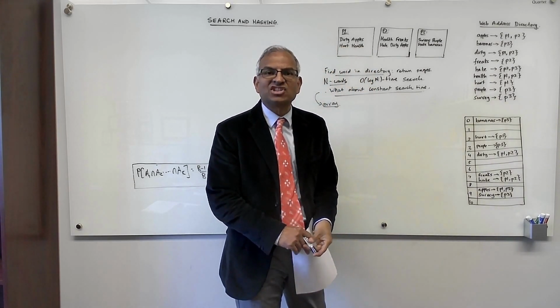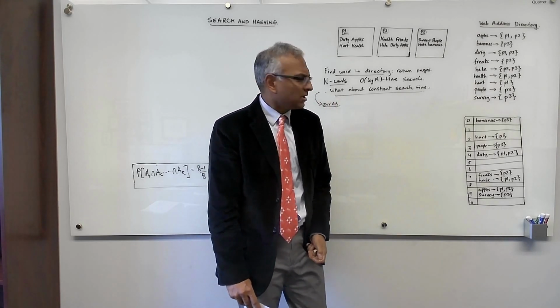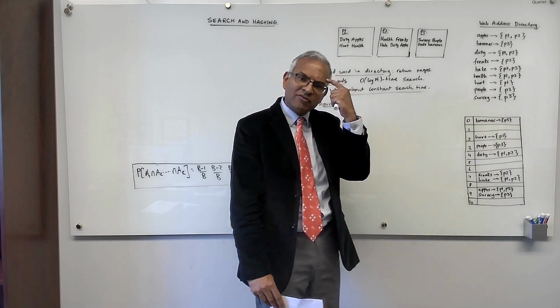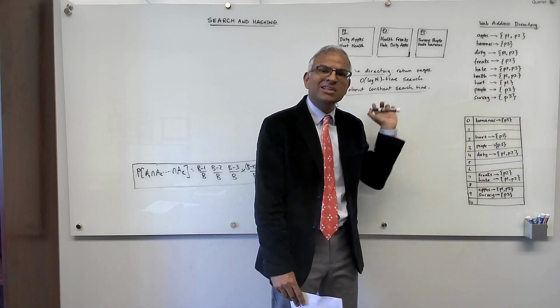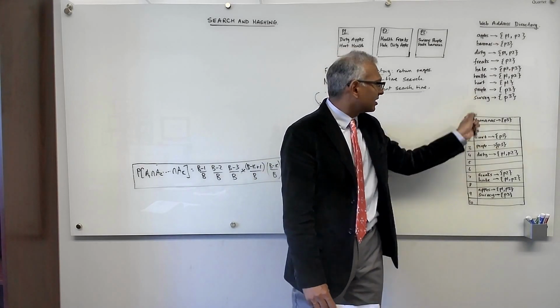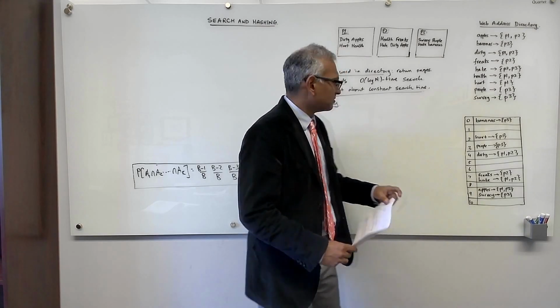Okay, and that's where hashing comes in. Hashing comes in to give you constant time search. But you need to first create your table, and you need to have a way of remembering and being able to instantly go to the table row that contains a particular word. And so here's how hashing does it.